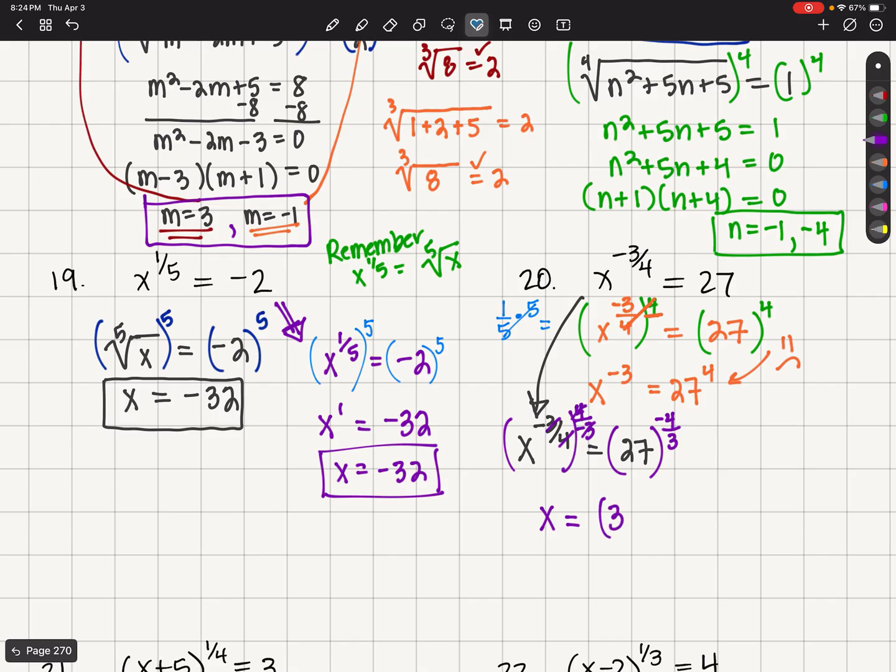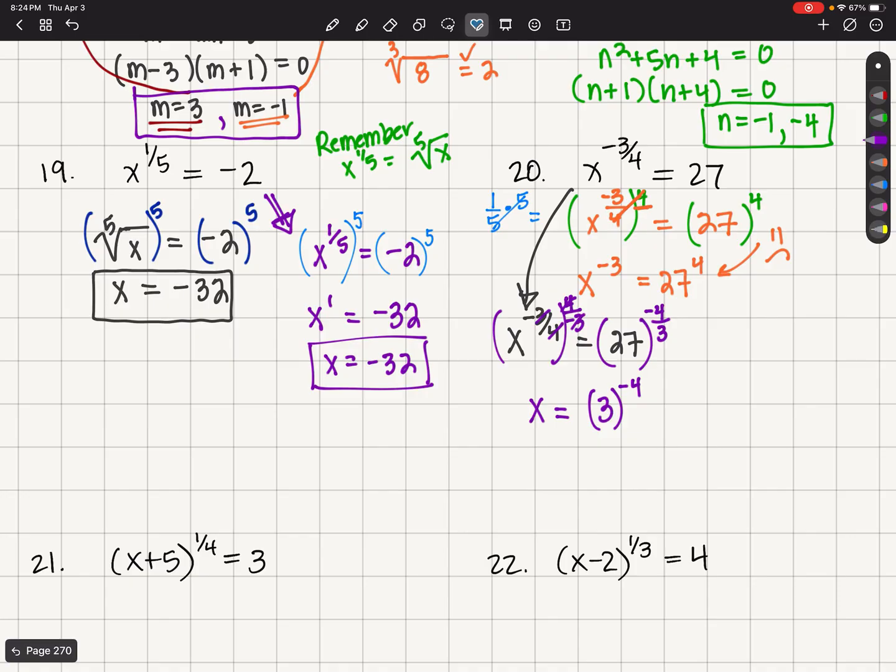So I've got 3 to the -4 power. And 3 to the -4 power is the same thing as 1 over 3 to the 4th power. And 3 to the 4th power, from our exponent quiz, is 81. So x equals 1 over 81. And that's our answer.